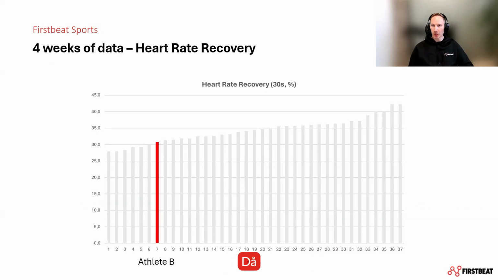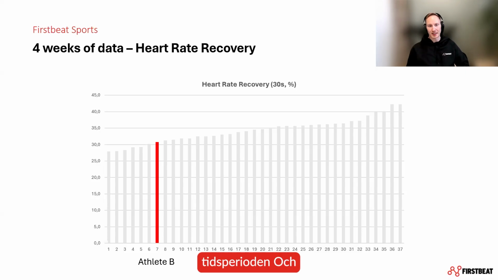Then the coach dug even deeper. Here we have 4 weeks of data for heart rate recovery, and he took the max value for heart rate recovery during that time period. And you see that athlete B is in place 7, so 7th worst heart rate recovery of the team. So he's somewhere in the worst 20% of the team.